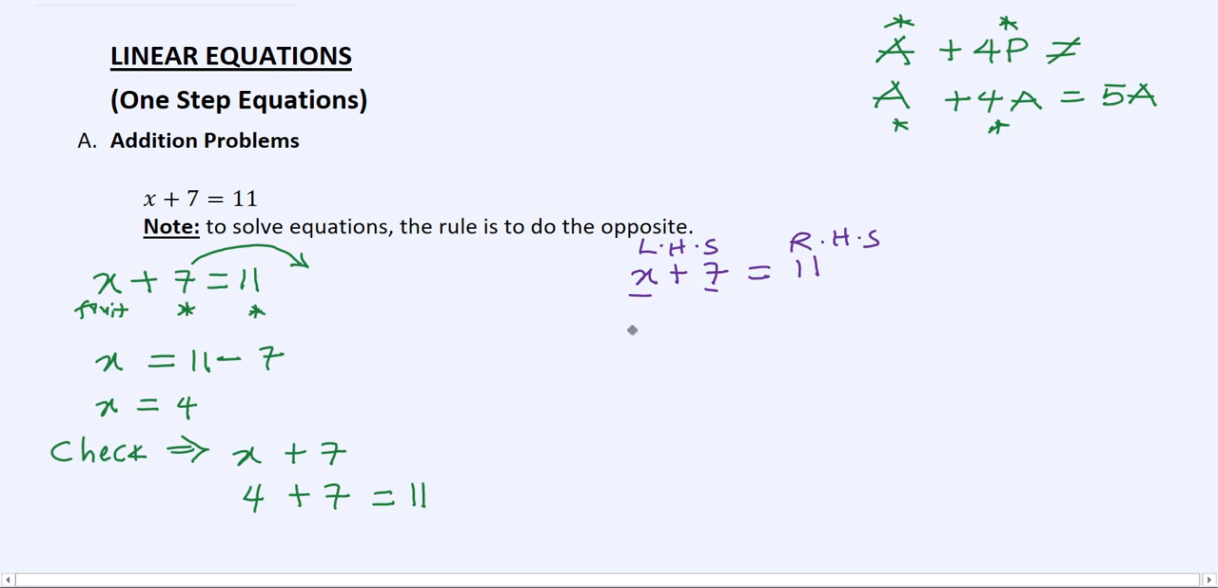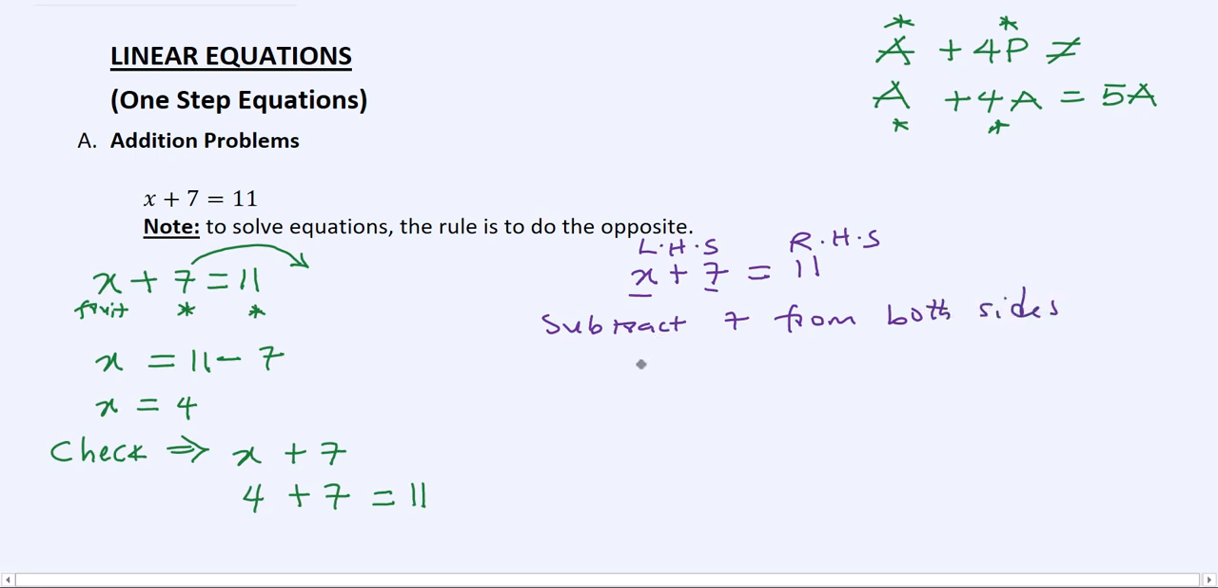So having said that, what can we do to get rid of 7 here? We have to subtract first. But what are we subtracting? 7 from both sides. So we have to subtract 7, which is the value there. So let's say subtract 7 from both sides.